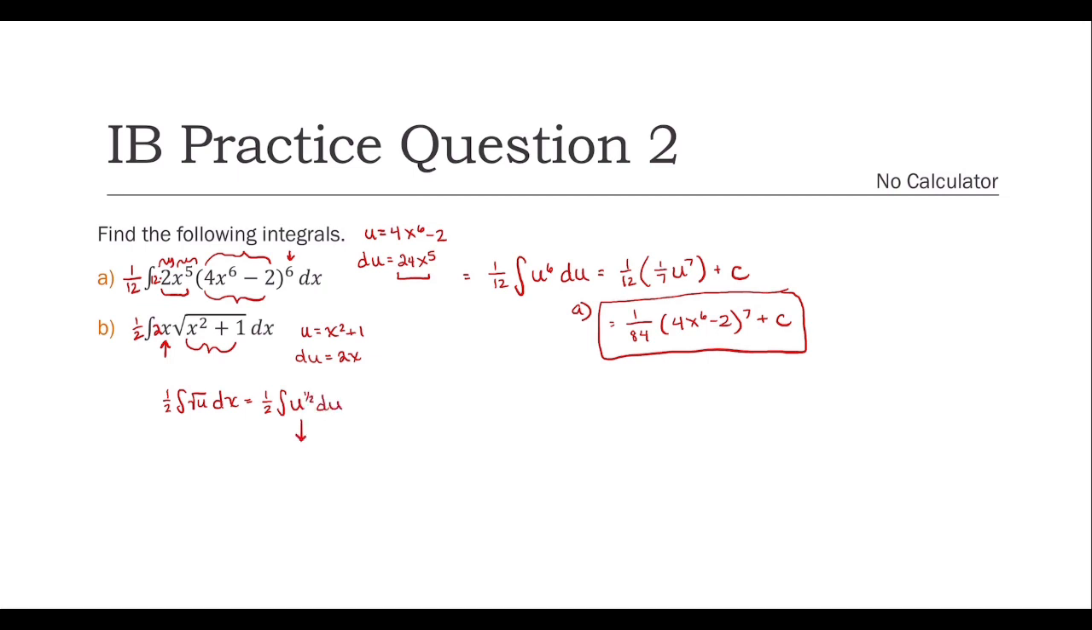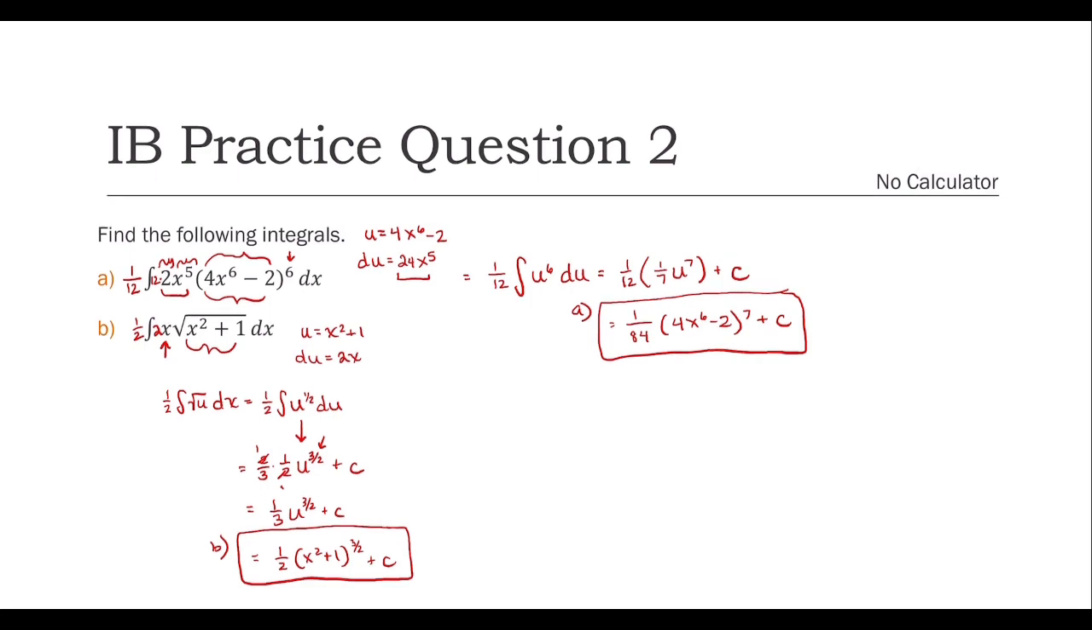So we'll add 1 to our exponent to get u to the 3/2 times 1/2, and then we'll multiply by 2 over 3 because we're dividing by 3/2. So those will simplify to 1s. So our integral will equal 1/3 u to the 3/2 plus c. So we can plug in x squared plus 1 for u. So this equals 1/3 x squared plus 1 to the 3/2 plus c. And that's the answer for part B.